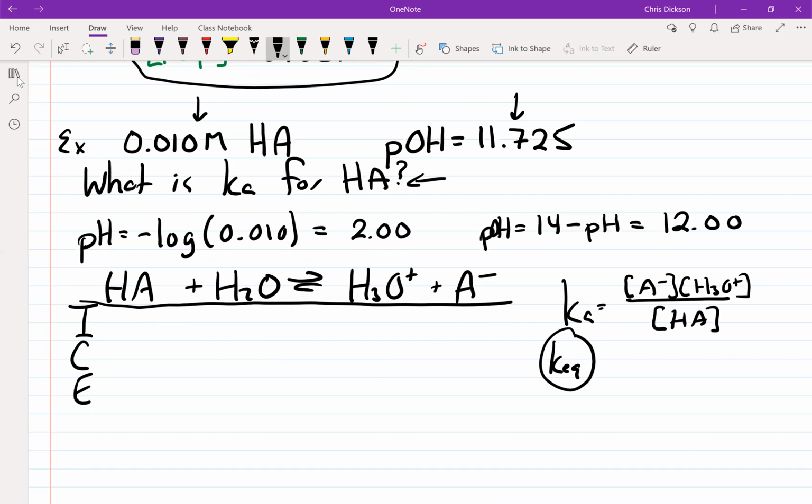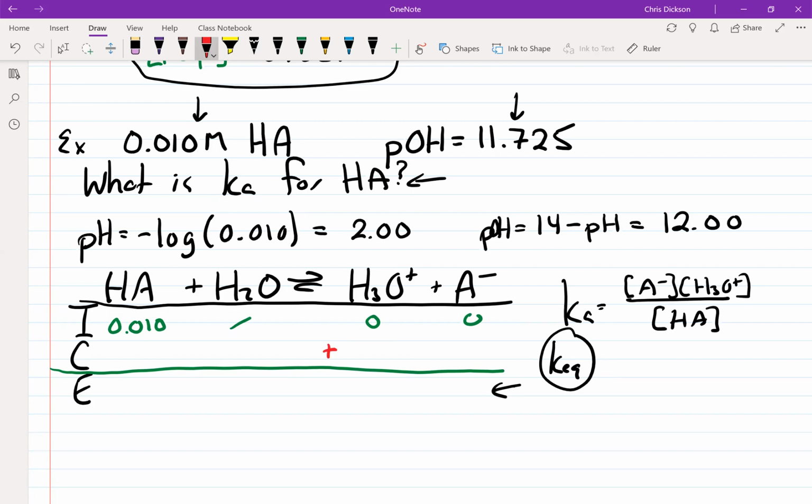So I kind of need to know this row here. So if I draw my line down here, then I've got to work out some numbers. I know that this number here is 0.010. That's what we're told in the beginning. It doesn't matter what the water is, it's a liquid. And I know these numbers would be 0 to start off with. And I know that when it ionizes, it has to shift to the right. So we decrease the reactant side, increase the product side.